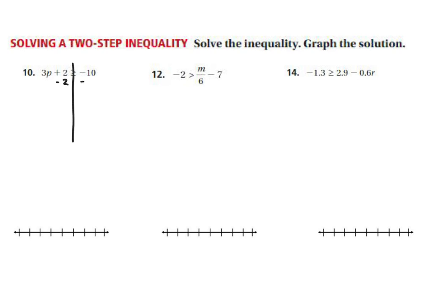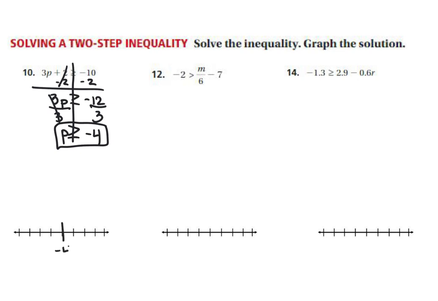We're going to take away 2 from both sides. 2 minus 2 is nothing, leaving you with 3p is greater than or equal to. And -10 minus 2 is -12. Now we'll divide both sides by 3. 3 over 3 is 1, so you have p is greater than or equal to. And -12 divided by 3 is -4. So p is greater than or equal to -4. We'll plot -4. Our circle will be filled in because it's greater than or equal to, and our arrow points to the right.